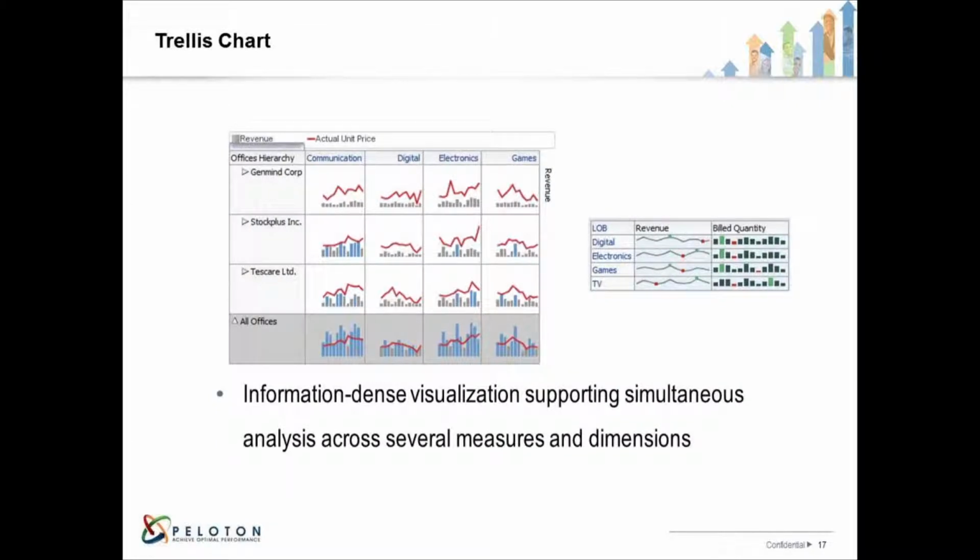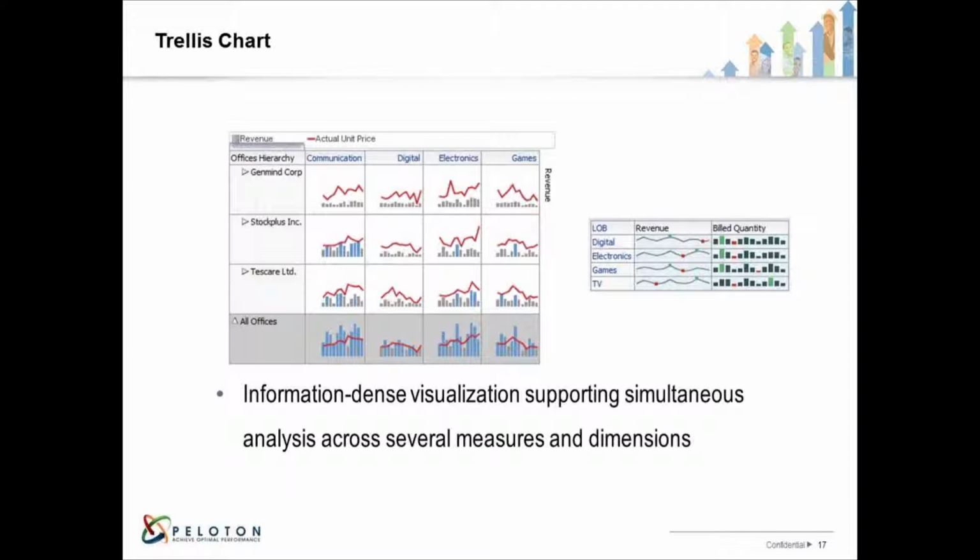Trellis charts have been updated in 11.117. These things are pretty cool. For those who have never seen them before, essentially what a trellis chart does is take a visualization of a couple of data series, and it can be a bar and a line, or a pair of lines, bubbles. There are many different ways that you can present the information.